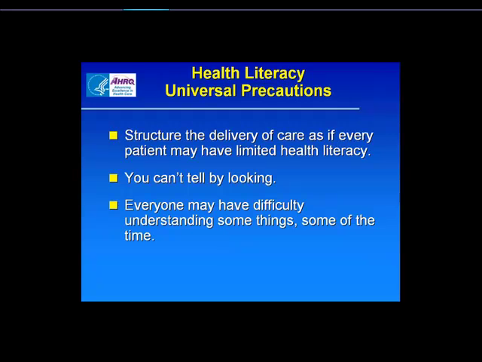I mean, some patients with limited health literacy have completed high school or even college. They may be well-spoken. They may look over written materials and say they understand. They might hold white-collar jobs or healthcare jobs. And what's more is everyone can have difficulty understanding things some of the time. So if you're stressed by a new diagnosis or a whole bunch of information, your health literacy may go down.